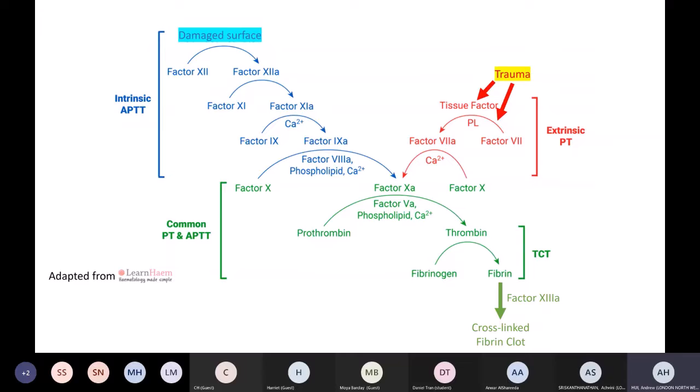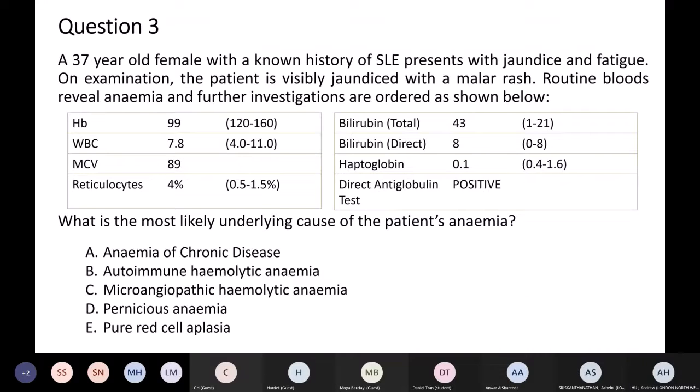Okay, so the next question. A 37-year-old female with a known history of lupus presents with jaundice and fatigue. On examination, the patient is visibly jaundiced with a malar rash. Routine bloods reveal anemia, and further investigations are ordered as shown below. And we've got a nice variety of bloods. What is the most likely underlying cause of the patient's anemia? Now I'll give you some time to read the blood tests.